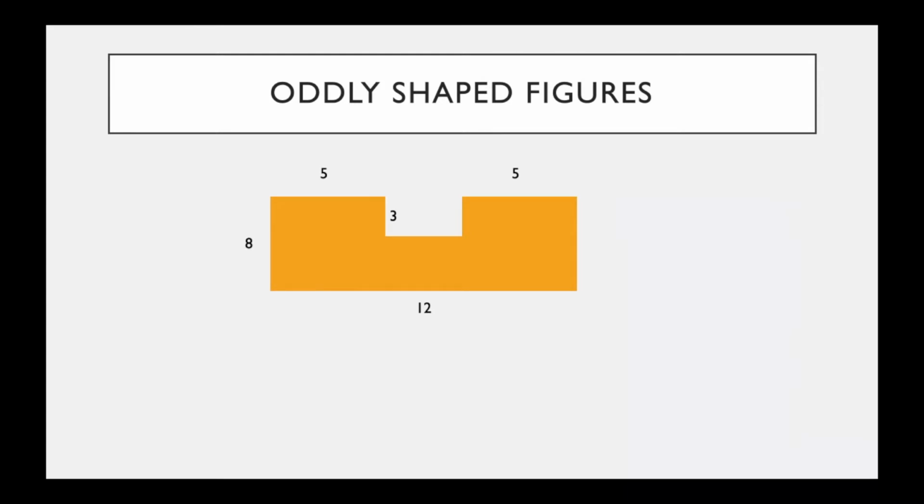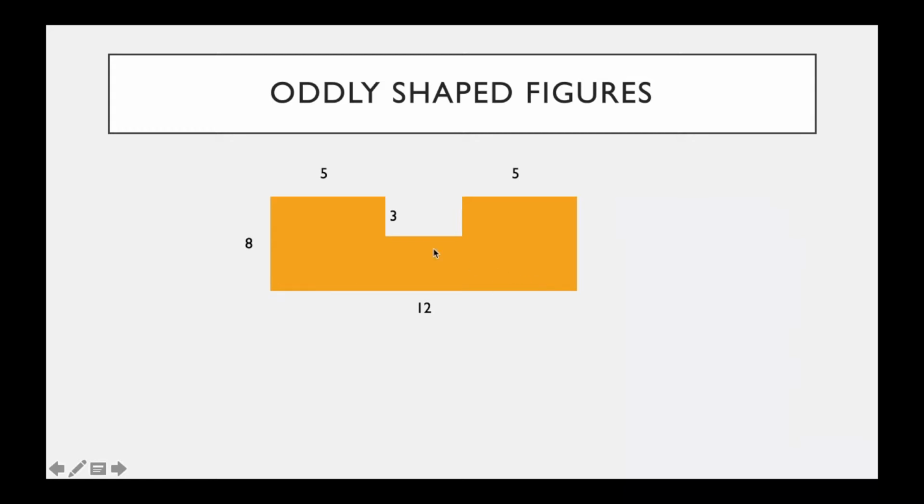Now, there can be some oddly shaped figures that will show up. In this case, perimeter is just the sum of all the sides, and you will need to use a little bit of logic to figure out what the sides are. For example, in this shape, since the left-hand side is 8, that means the right-hand side is 8.